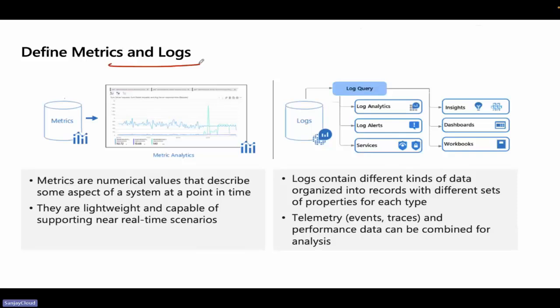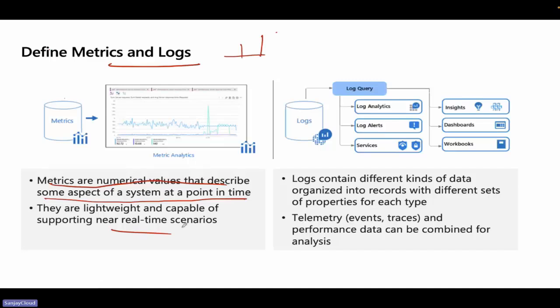Define metrics and logs. So what is a metric? What is a log? Basically, metrics are numerical values that describe some aspect of a system at a point in time. It means percentage CPU at this time, percentage CPU at this time. So you will be able to visualize the performance of your CPU. This would be an example. Similarly, we have different types of metrics which we can visualize. It's also known as near real-time monitoring data.